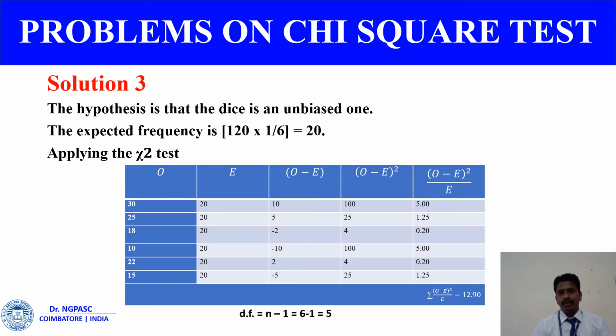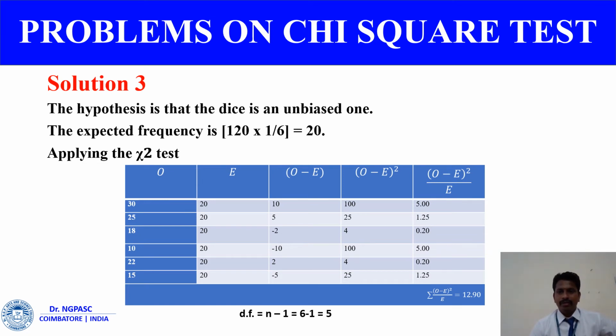Next, to calculate the square of the deviation. 10 square is 100, 5 square is 25, minus 2 whole square is 4, minus 10 whole square is 100, 2 square is 4, minus 5 whole square is 25.